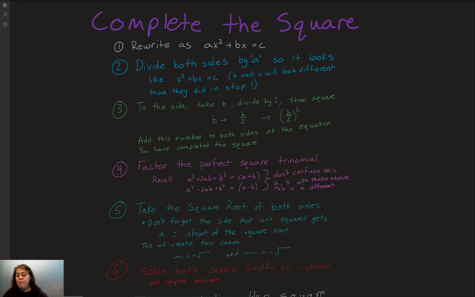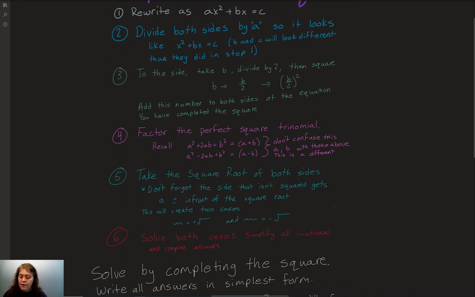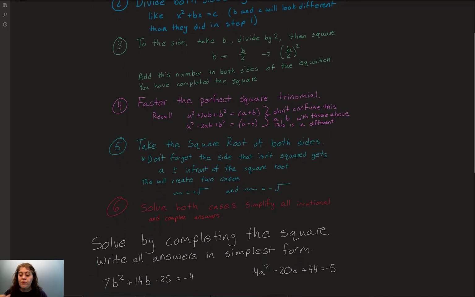We're going to add this number to both sides of the equation. We've now officially completed the square. We have created a perfect square trinomial on one side of the equation. So we're going to factor that perfect square trinomial. You're either going to end up with a plus b or a minus b. These a's and b's are different than the ones up above. Sorry. And then we're going to take the square root of both sides.